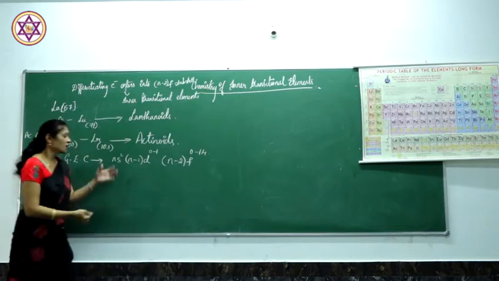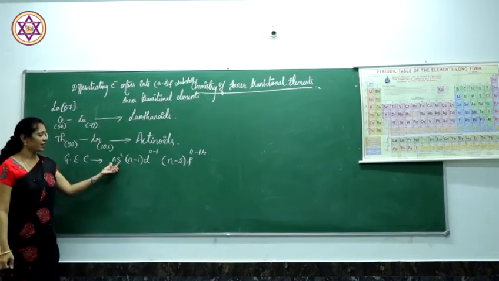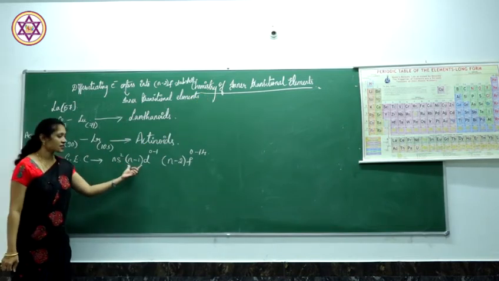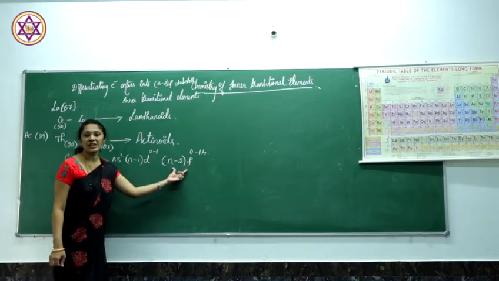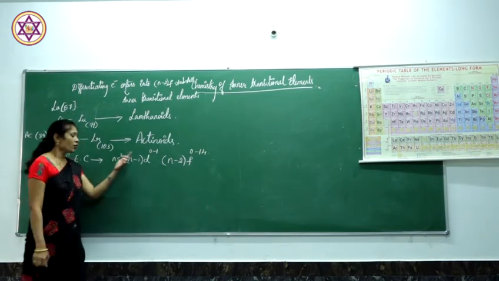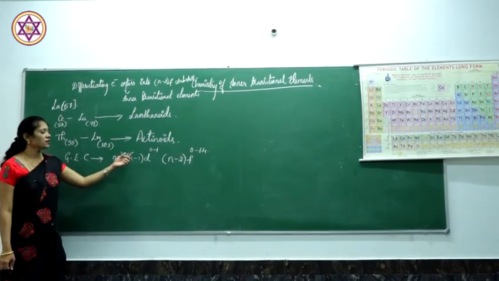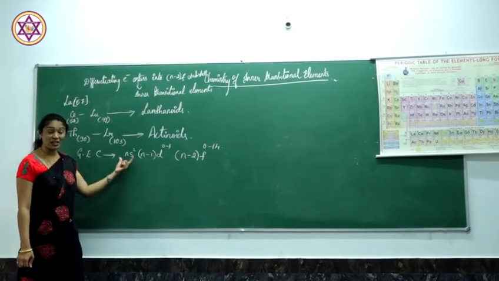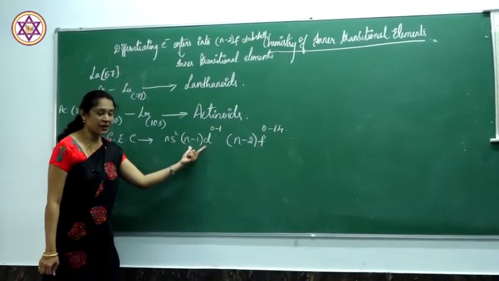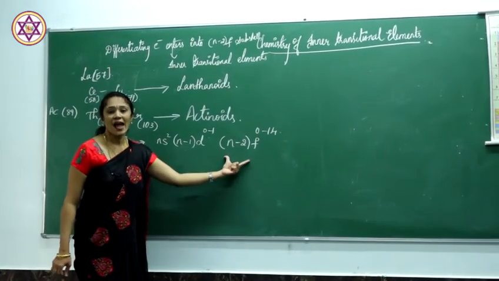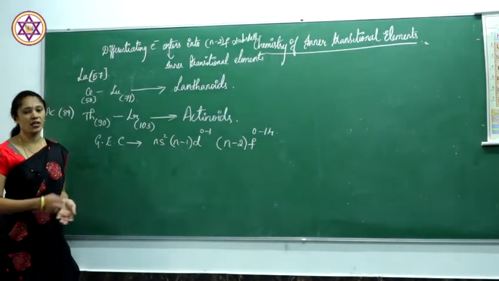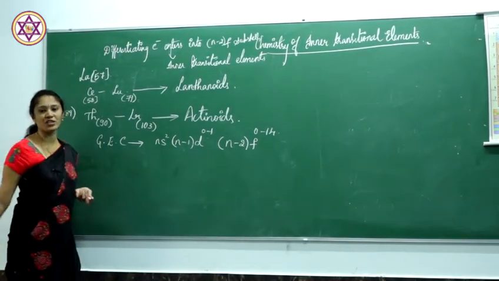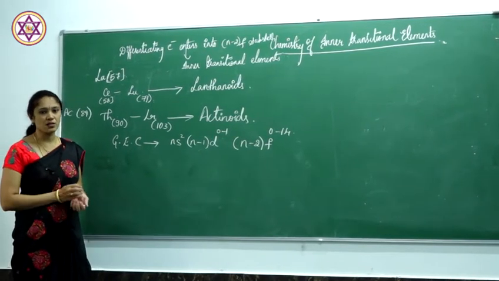Here, ns2 is the valence shell, also called the ultimate shell. This is the penultimate shell, and this is the anti-penultimate shell in the F block elements. This is the general electronic configuration for F block elements.